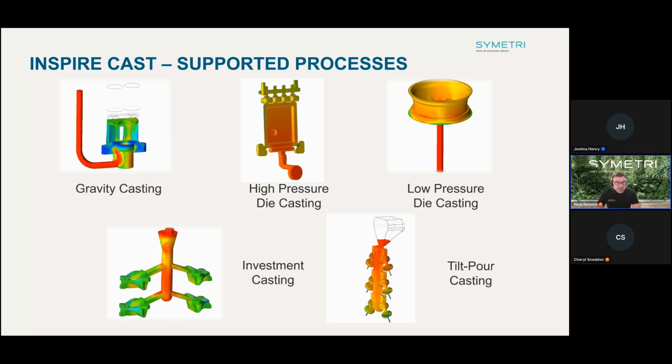Next, we've got high pressure die casting. This process uses high pressure to inject molten metal into a die cavity, resulting in high quality and complex parts. Inspire Cast can simulate filling, solidification, and stress analysis for high pressure die casting. And this takes into consideration the effects of high injection pressure. Next is low pressure die casting. In this process, molten metal is forced into the die cavity by gas. Inspire Cast can simulate the filling process, solidification, and stress analysis for low pressure die casting, taking into account the influence of gas pressure.